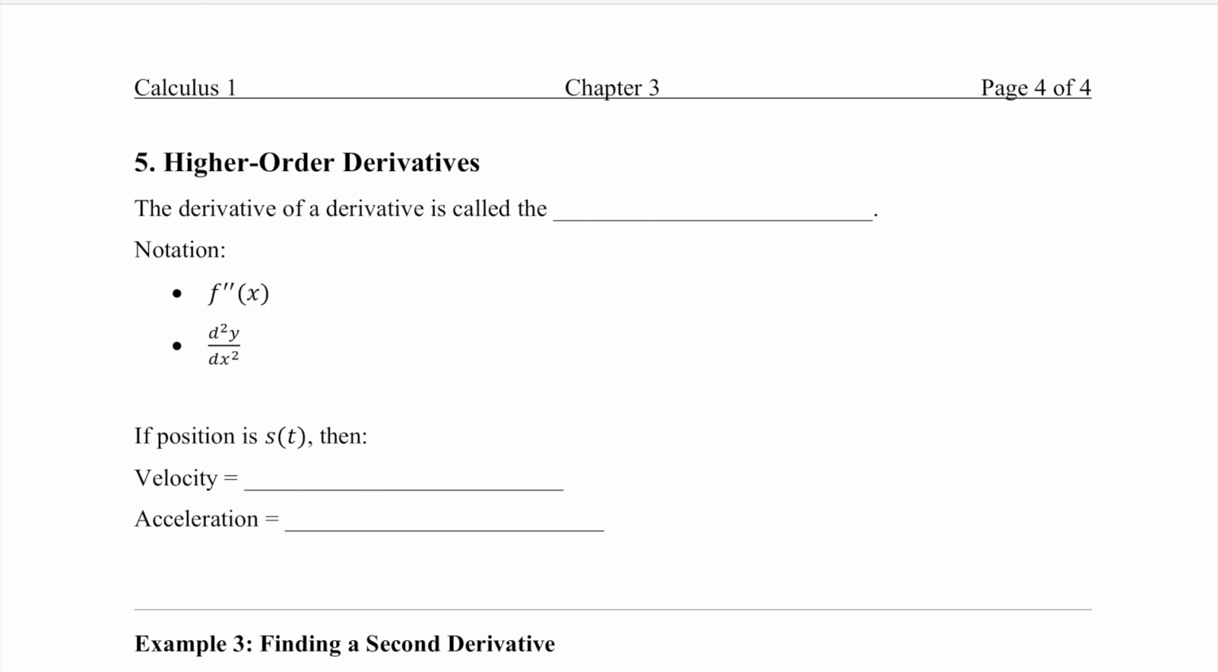Now, let's talk about higher order derivatives. So far, we have been taking the first derivative of a function. The first derivative tells us the slope of the tangent line, but we can actually take the derivative again. When we take the derivative of the derivative, we get what is called the second derivative.